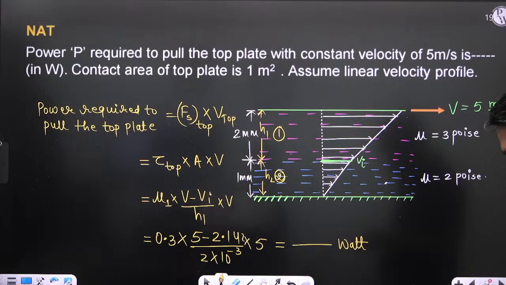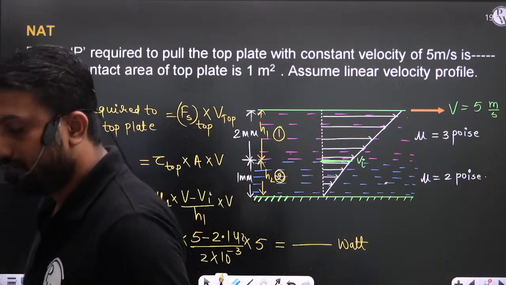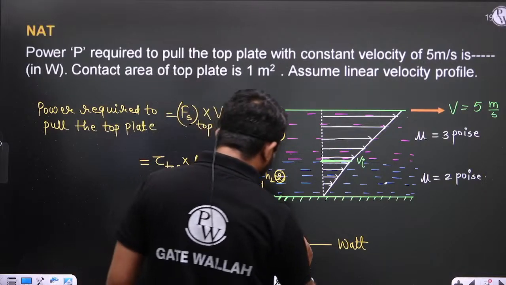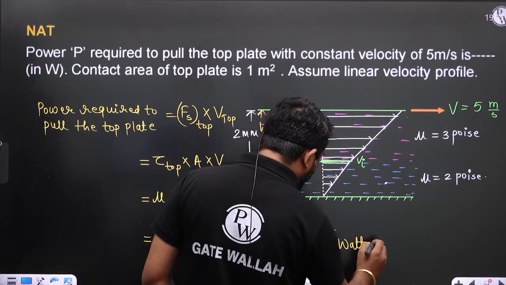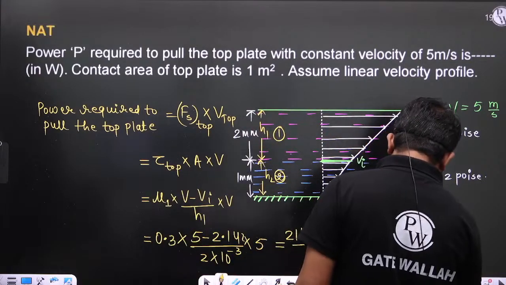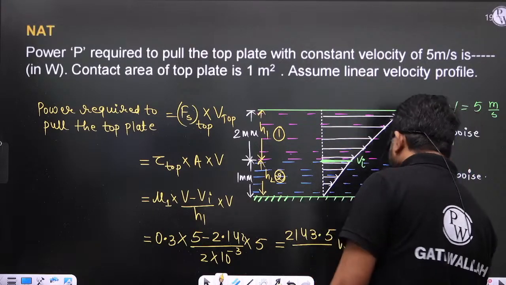Okay, so it's simple. This is 5 minus 2.142, divided by 2 into 10 to the power minus 3, into 0.3 into 5. How much are you getting? Yes, very good. It comes to 2143.2135 watt, and in kilowatt it is 2.1435 kilowatt.